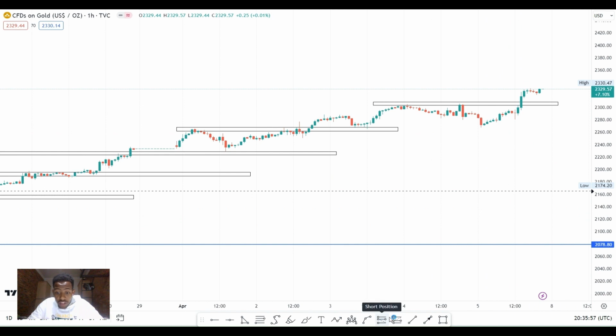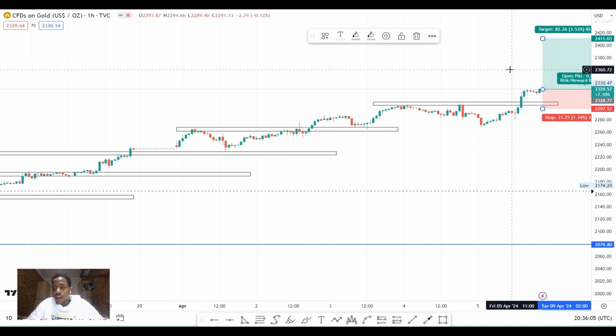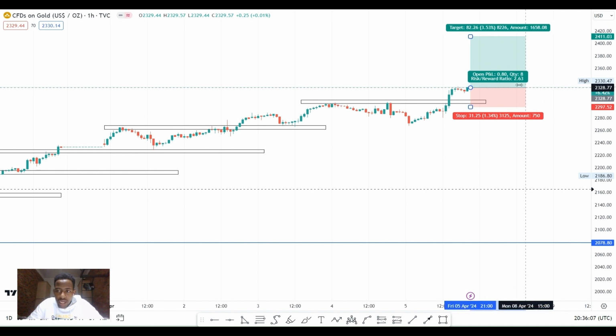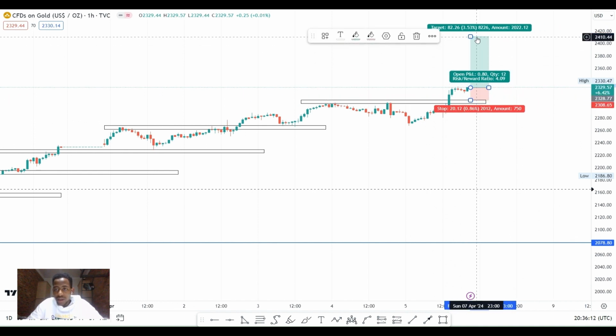Now, because you have no idea of where to place everything, we are going to make use of psychology levels. The price respects those whole numbers and rounded decimals. We are going to make use of them as our take profits.